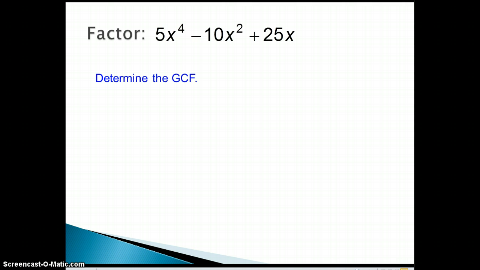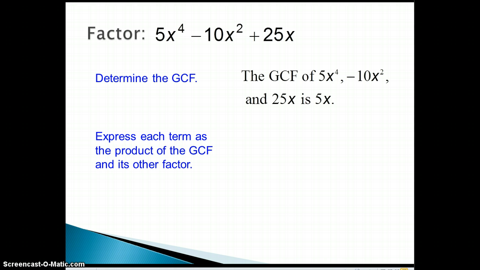Then make sure that each term has a variable of x. Each term does in fact have a variable of x, so we take the one that has the lowest exponent. So that's going to be the x to the 1, which is from the 25x term. So 5 times x is our GCF.